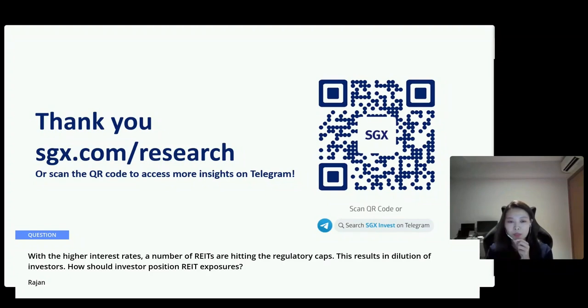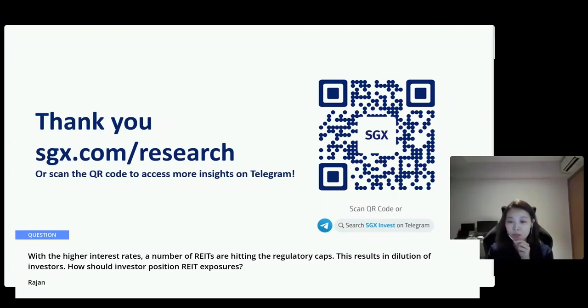Just to give you a bit of context, part of the question is also how an investor should position REIT exposures. When you look at the performance of a REIT, structural changes in a sub-segment are very important. There are also opportunities, however, if you look at some of the growth drivers of REITs.